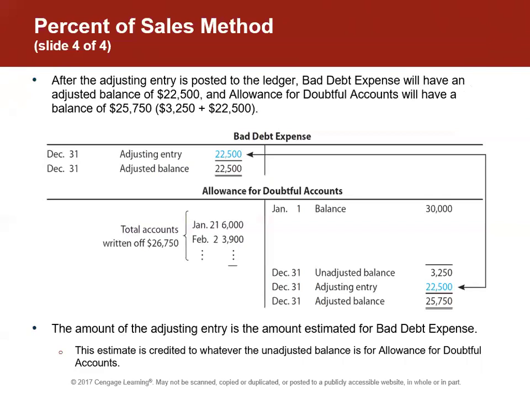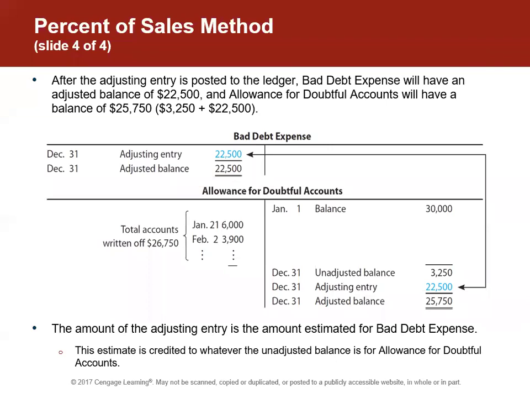And this is just showing you how that's affecting the two accounts that it's affecting. So bad debt expense, this is the first time we've used it because expenses are temporary accounts. So every year we close them out, okay? So the only entry to bad debt expense is $22,500, which again, that's reducing our profit. That's coming out of our revenues. It's an expense.